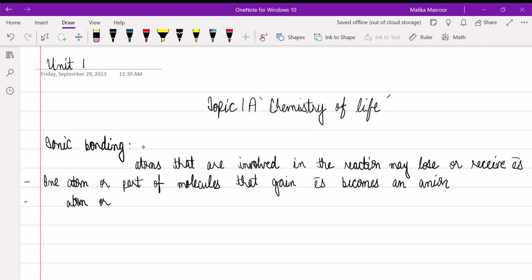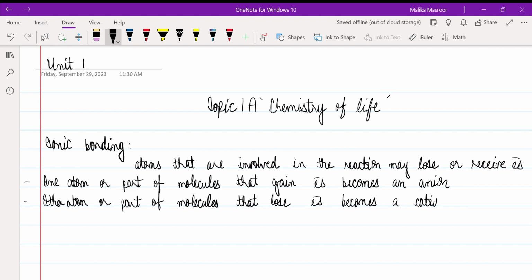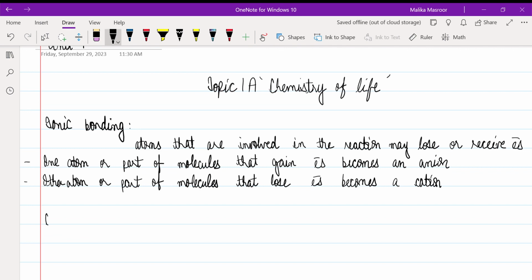So the other atom or part of molecules that lose electrons becomes a cation. The second type of bonding is your covalent bonding.